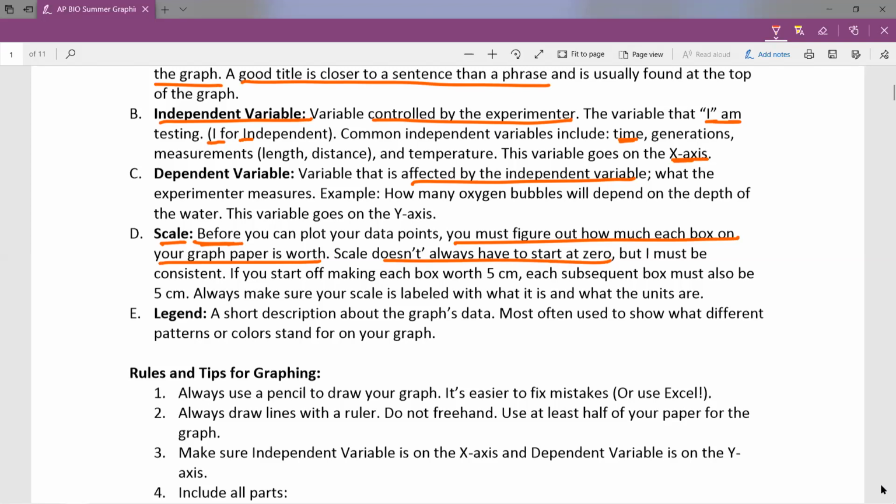And always make sure your scale is labeled with what it is and what the units are. So, 1,000 watts, 1,000 grams or microliters or whatever.